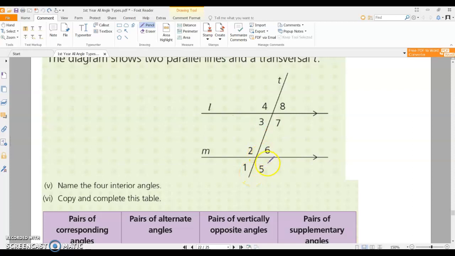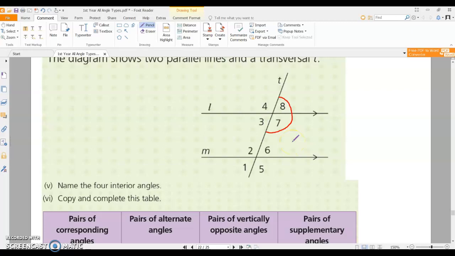A pair of vertically opposite angles. Well, there's loads of them. There's 4, I think. But there's 2. Okay, so the angle 4 and the angle 7, they're vertically opposite. And then a pair of supplementary angles, so 2 angles which make up a straight angle. 8 and 7 together are supplementary.